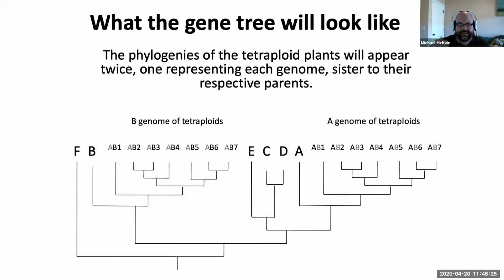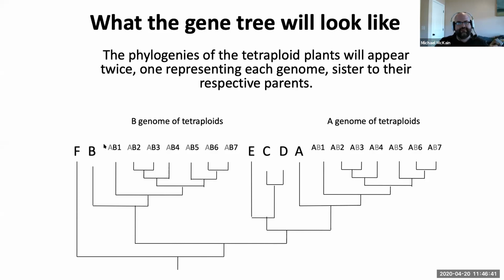So, from the phylogeny perspective of polyploidy, this is your easy example, right? We had a phylogeny of diploids, A, B, C, D, E, F, and then A and B made a polyploid together.